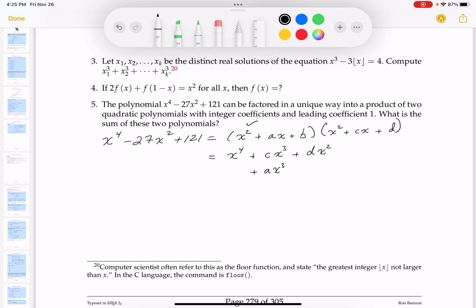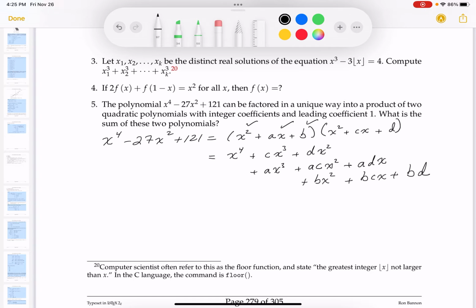AX cubed. I'm doing this one now. Plus AC x squared plus ADX. All right, I just finished that. Let's do this now, the B. So what are you going to get? You're going to get plus BX squared plus BCX plus BD. All right, I got some things to write down now, and it looks pretty complicated, actually.